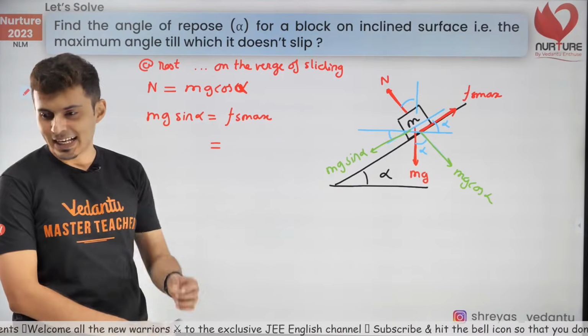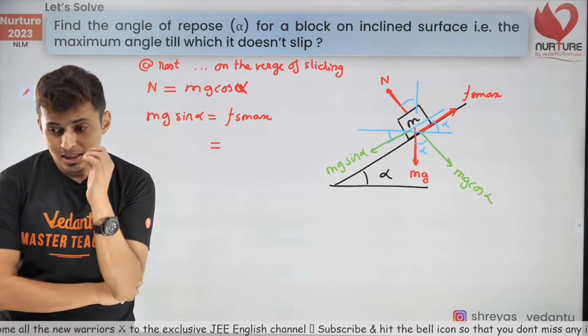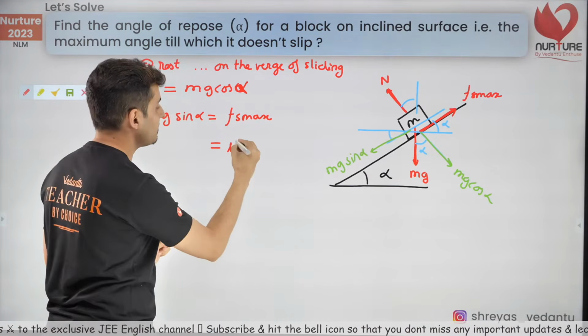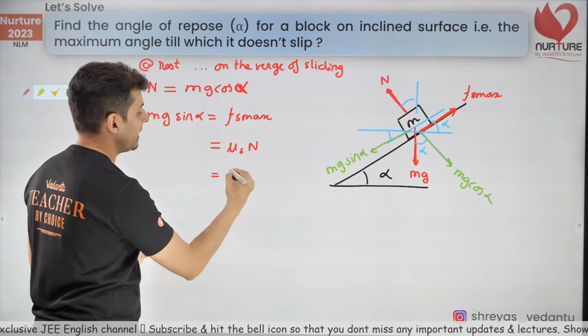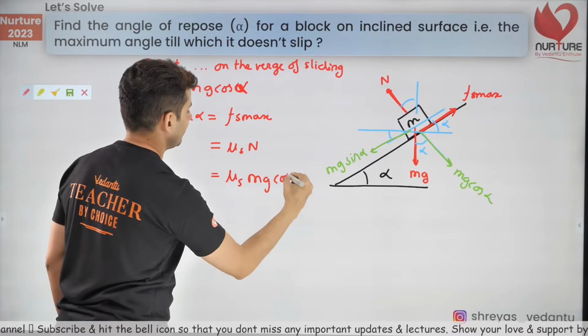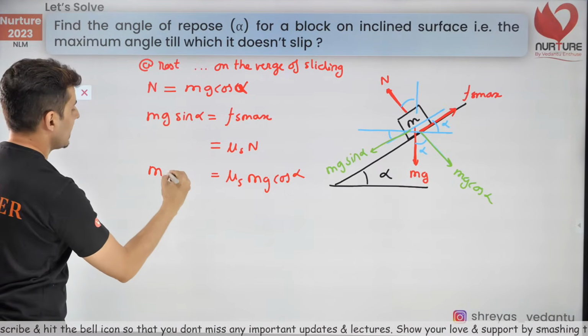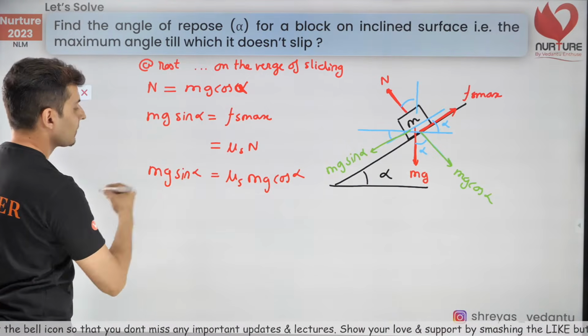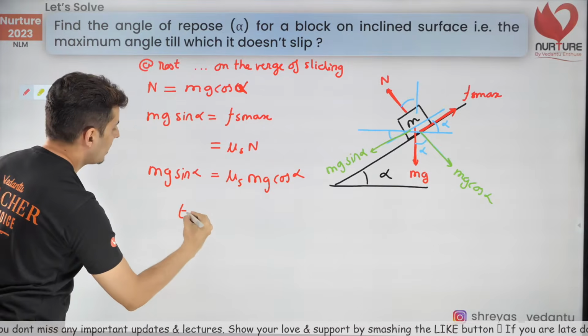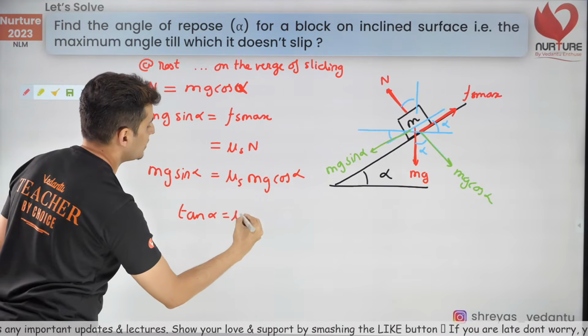Okay. What next? Think of the f_s max formula. It was mu_s into N. But what is N? Here we have written it: mg cos alpha. So therefore mg sine alpha is equal to mu mg cos alpha. mg goes, cos comes below, so tan alpha is mu_s.